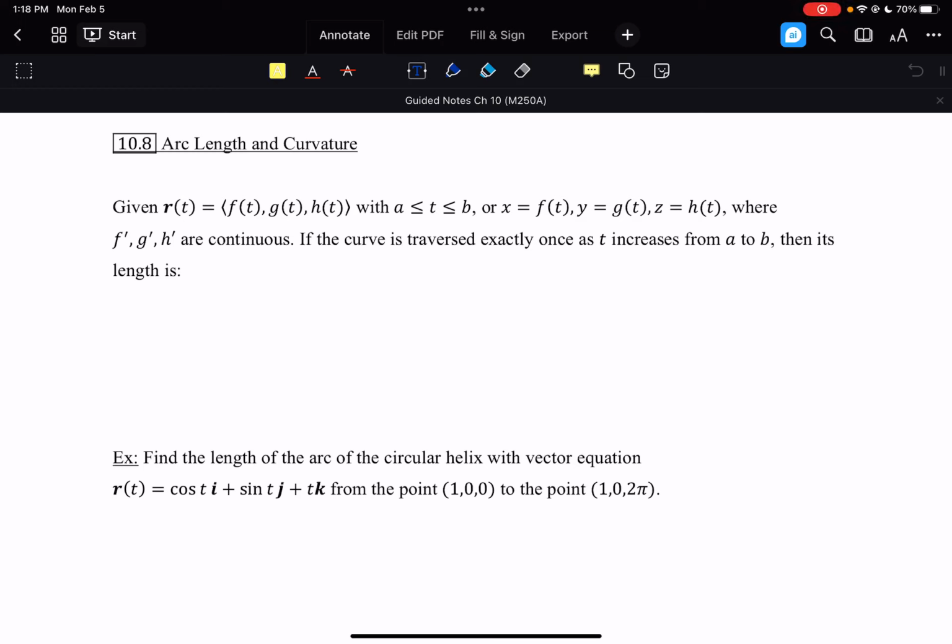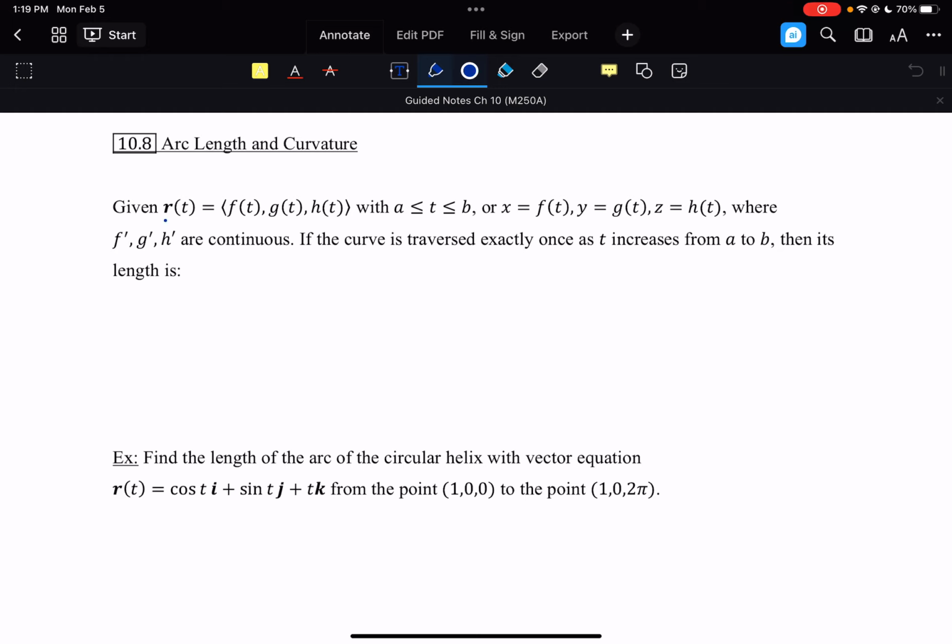Welcome to section 10.8. Here we are going to be talking about the concepts of arc length and curvature for vectors and space curves in 3D. So we're going to start off by talking about arc length.